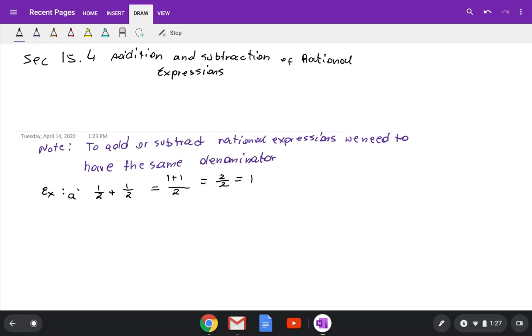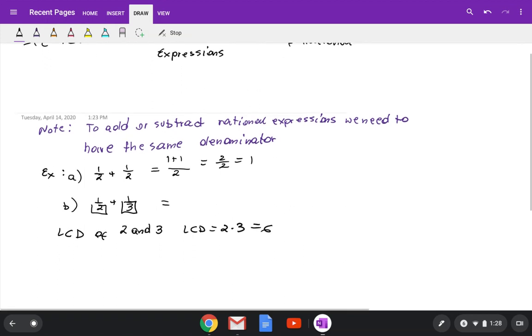Or we may have expressions like this: 1/2 plus 1/3. Here we cannot add them because we need to get a common denominator. So how are we going to do it? I want to explain it on an easy example. We need to find the least common divisor of the numbers in the denominators, which are 2 and 3. Since both of them are prime, your least common divisor will be 2 times 3, which is 6.